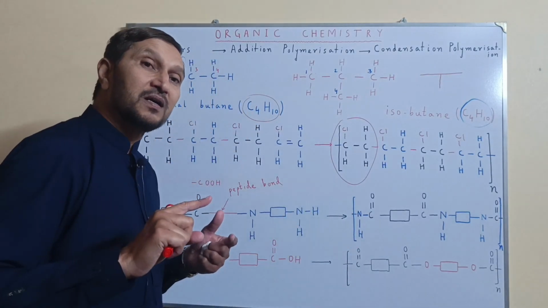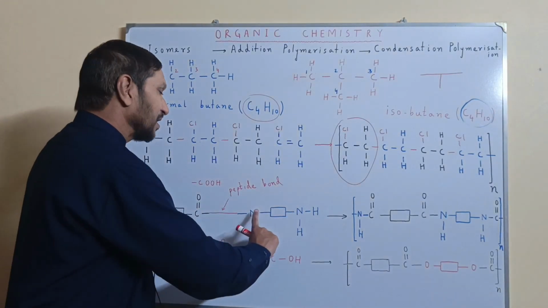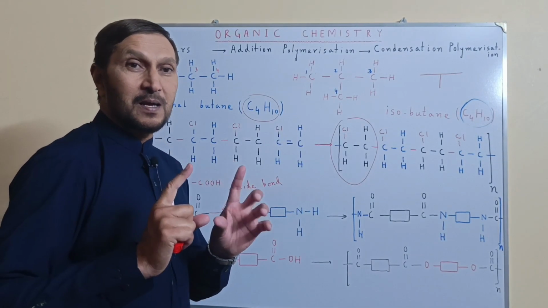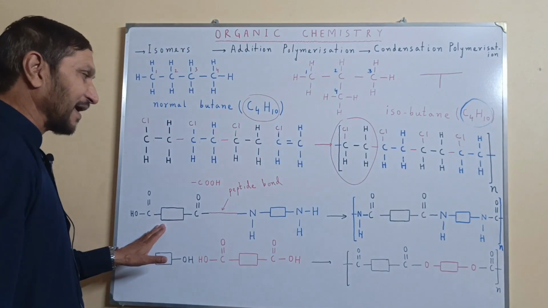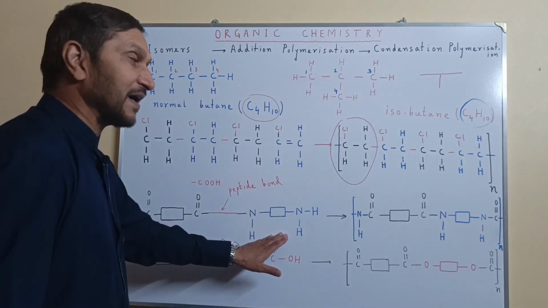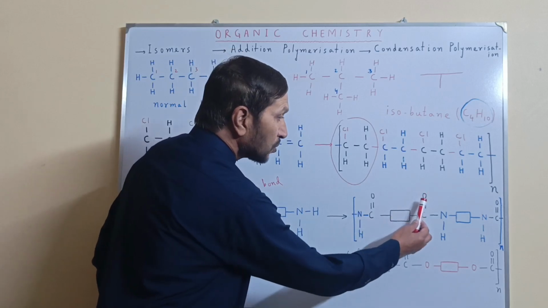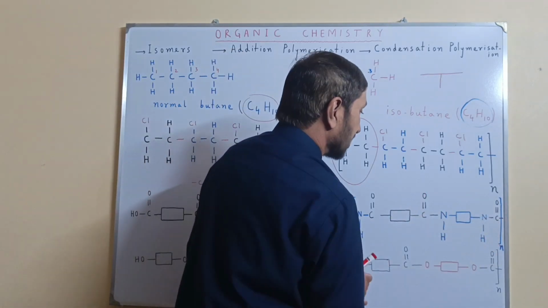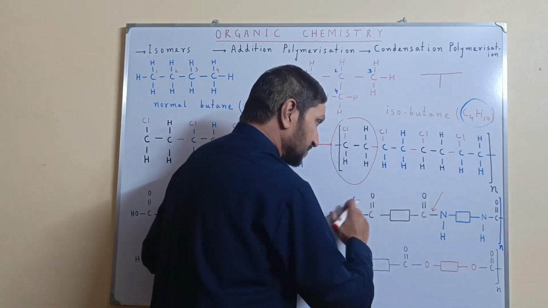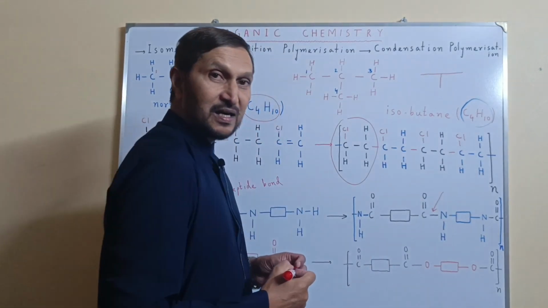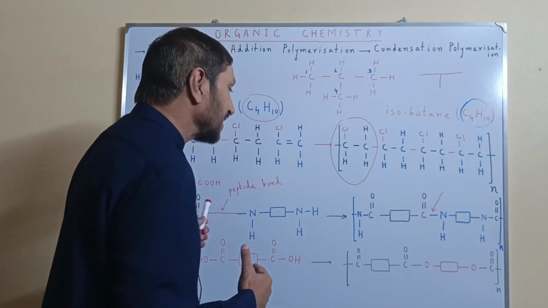So nylon is a polymer which is formed through condensation polymerization by combining two different monomers together. One monomer is dicarboxylic acid, the other is diamine. So in this way OCNH, OCNH, OCNH, and in this way nylon is formed. So this complete polymer is called nylon, which is formed by condensation polymerization of dicarboxylic acid and diamine.